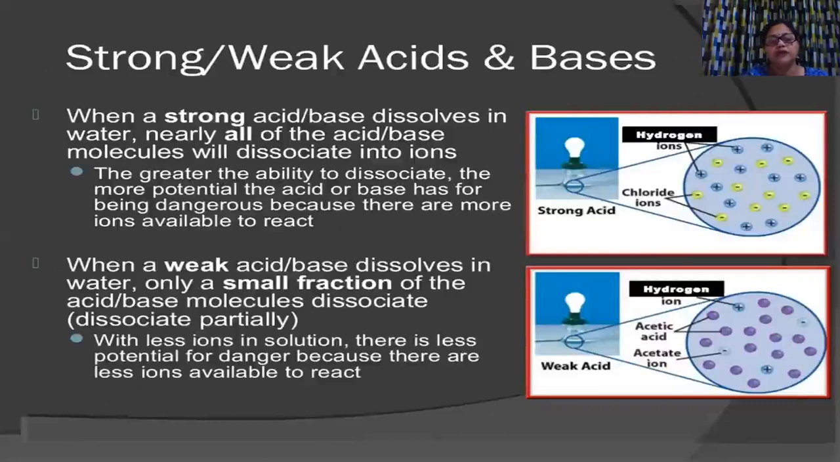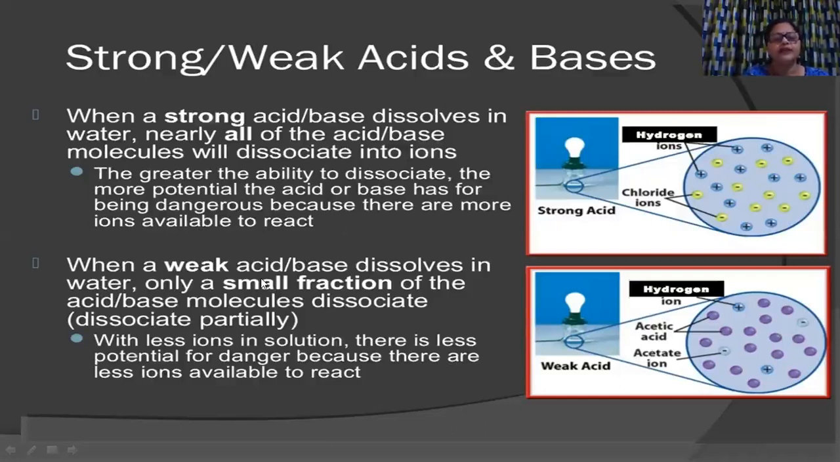Strong and weak acids and bases. When a strong acid or base dissolves in water, nearly all of the acid or base molecules will dissociate into ions. This is what I have explained, where you can see in this diagram there are many H plus ions, because this is a strong acid. The greater the ability to dissociate, the more potential the acid or base has for being dangerous, because there are more ions available to react. So they will be stronger and more vigorous.